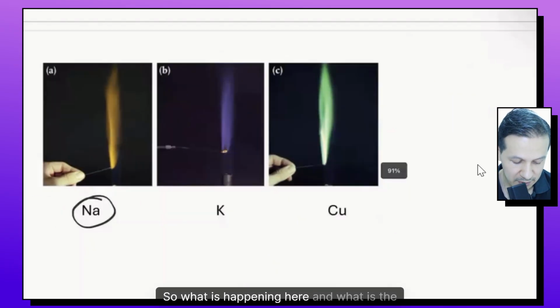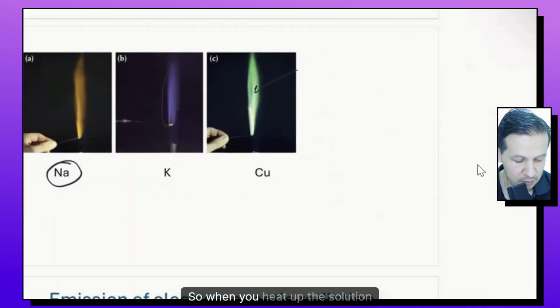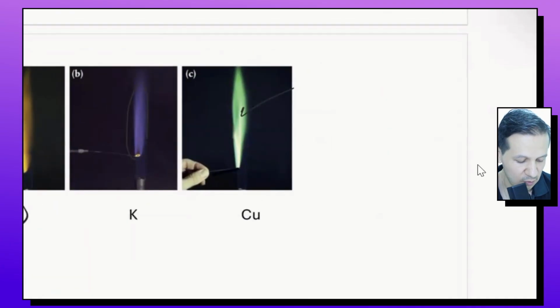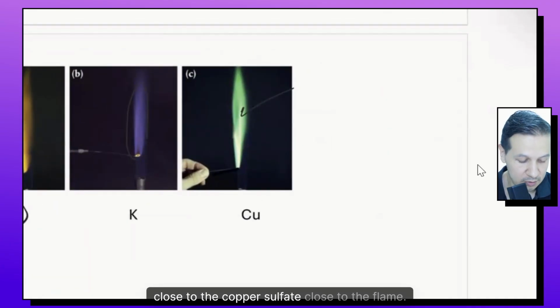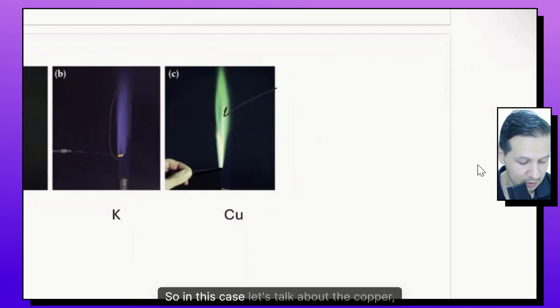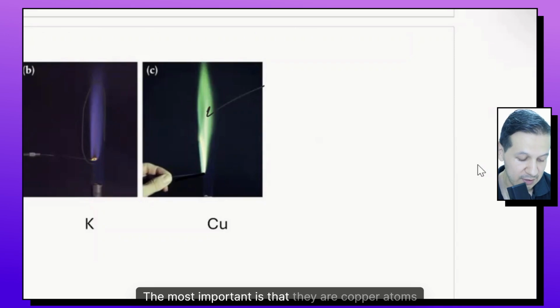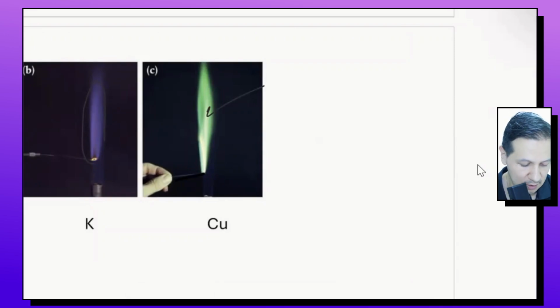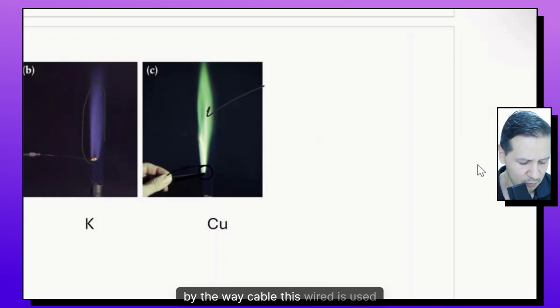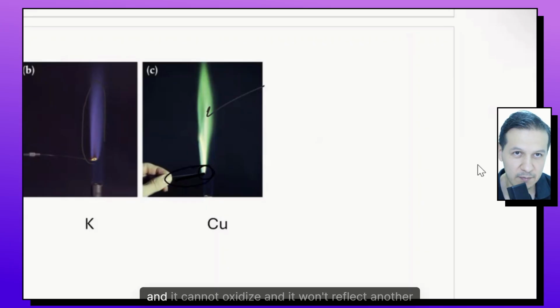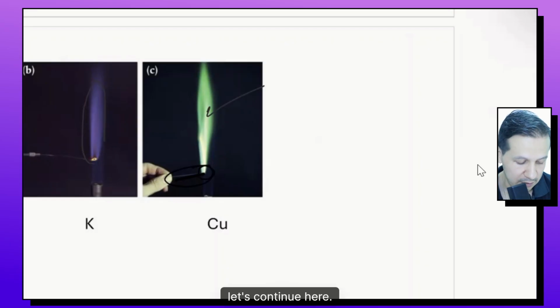So what is happening here, and what is the phenomenon? When you heat this solution close to the flame, let's talk about the copper sulfate salt, for example. The most important thing is that there are copper atoms. By the way, this wire is used because it is inert to the flame, it cannot oxidize, and it won't reflect another color. That's why we say that this will be the color of copper. Okay, let's continue.